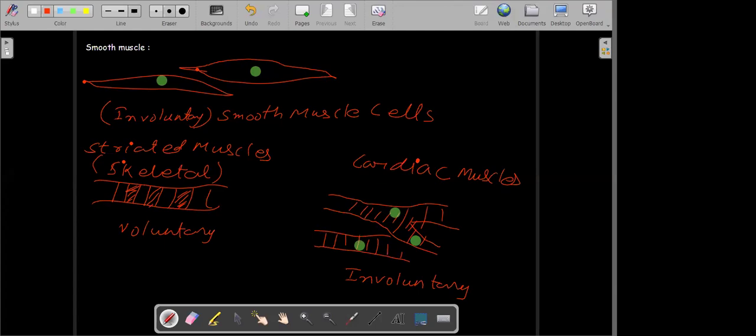Like, you can't use your stomach as you wish. Right? Suppose if you have indigestion, you can't control that. With the help of the muscle, you can't control it. So these muscles are not under our will and control. The cardiac muscles are used for making our heart. So heart is made up of cardiac muscles.